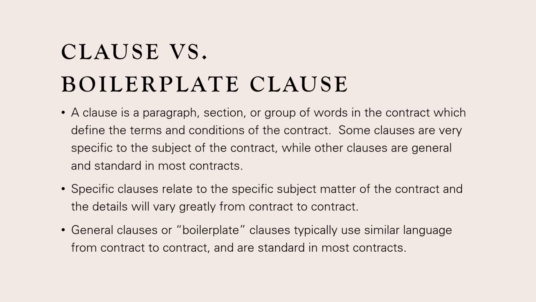What's the difference between a clause versus a boilerplate clause? A clause is any section of the contract. A general or boilerplate clause typically uses similar language from contract to contract. These are standard in most contracts, but not all.